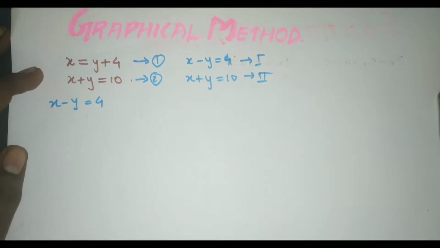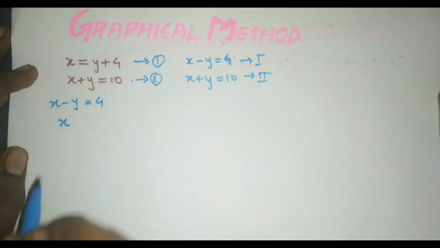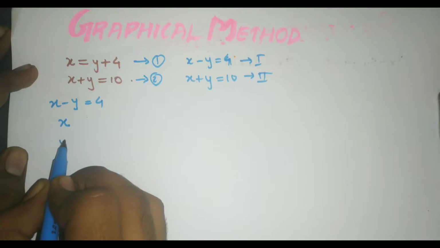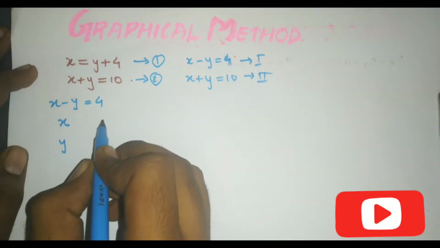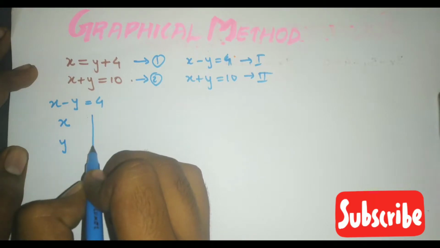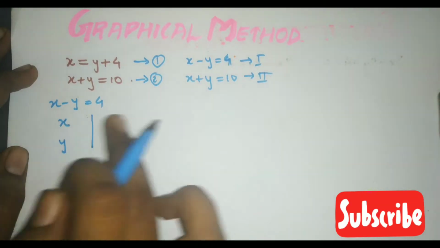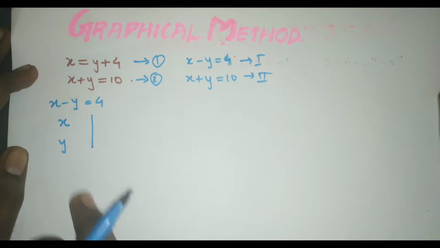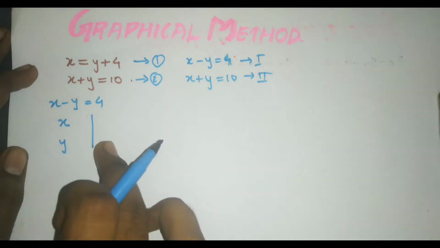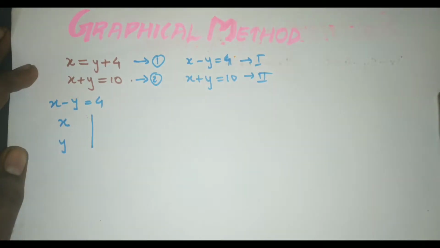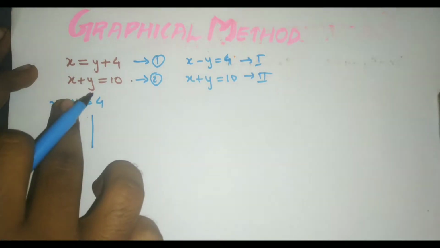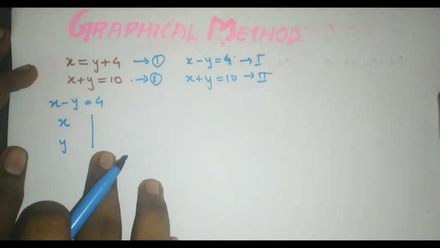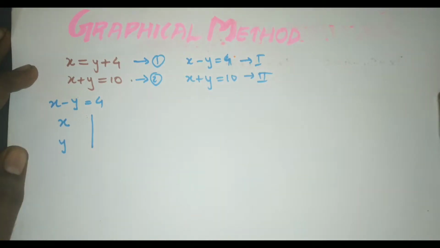Now what you have to do is make a box, write the values of x and y vertically. Then put any values of x in this equation and get the value of y. Or you can put any values of y in this equation and find the value of x from here.